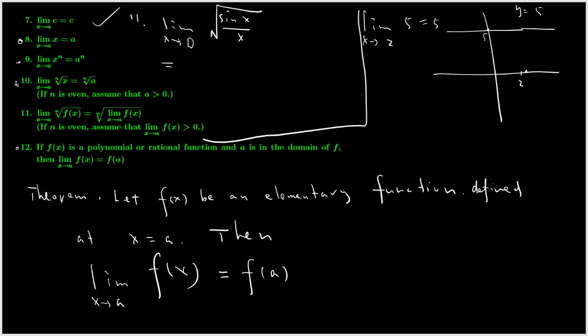Now I'm going to use property number 11. The limit goes into the radical. You look at property number 11. It's kind of the limit can go into the radical, right? Now look at the limit inside the radical. The limit inside the radical is the important limit. It's 1. So you have square root of 1. The final answer is 1.